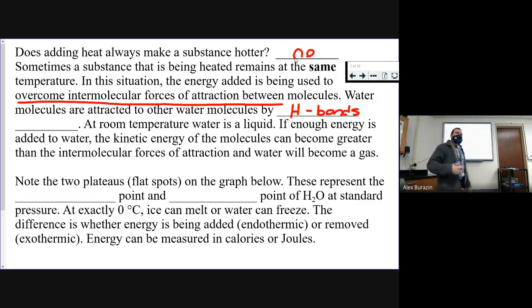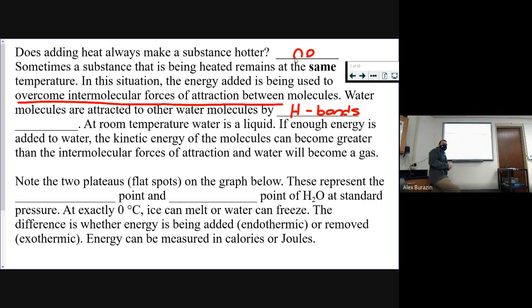So note the 2 plateaus on the graph below. It's on my next slide. It's below on your page. These represent the blank point and the blank point. Take a look at those temperatures. What do those 2 plateaus represent? Melting point and boiling point. If I'm going the other direction, what are they called? Because melting and boiling means I'm going from colder to hotter, right? If I'm going from hotter to colder, what are they called? Freezing point.